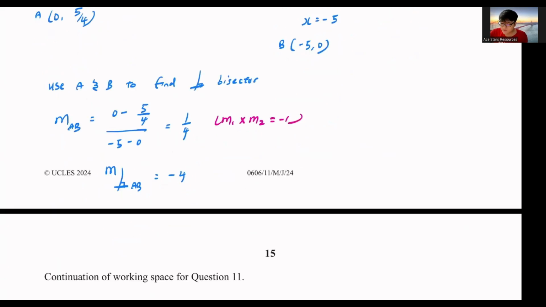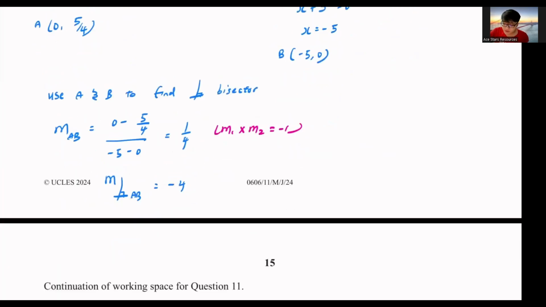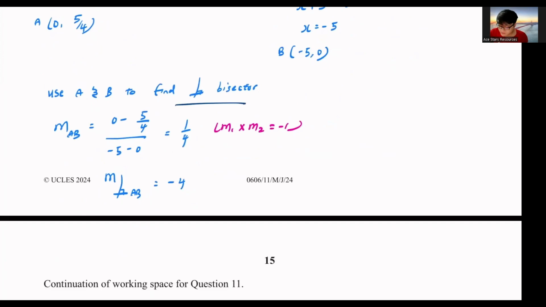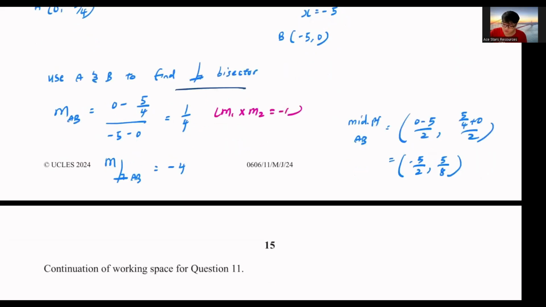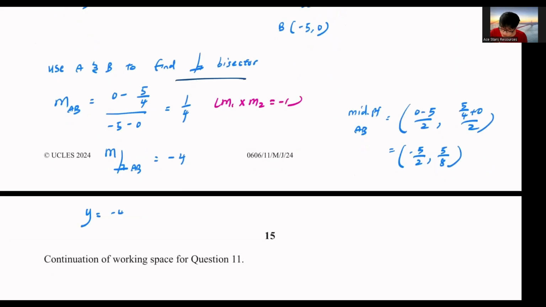Okay, so how about the midpoint? In order to find the perpendicular bisector, you also need the midpoint. The midpoint of AB is going to be (0 minus 5) over 2, (5 over 4 plus 0) over 2, right? So that's negative 5 over 2. So 5 over 4 divided by 2 is going to be 5 over 8. So y is equal to minus 4x plus c.